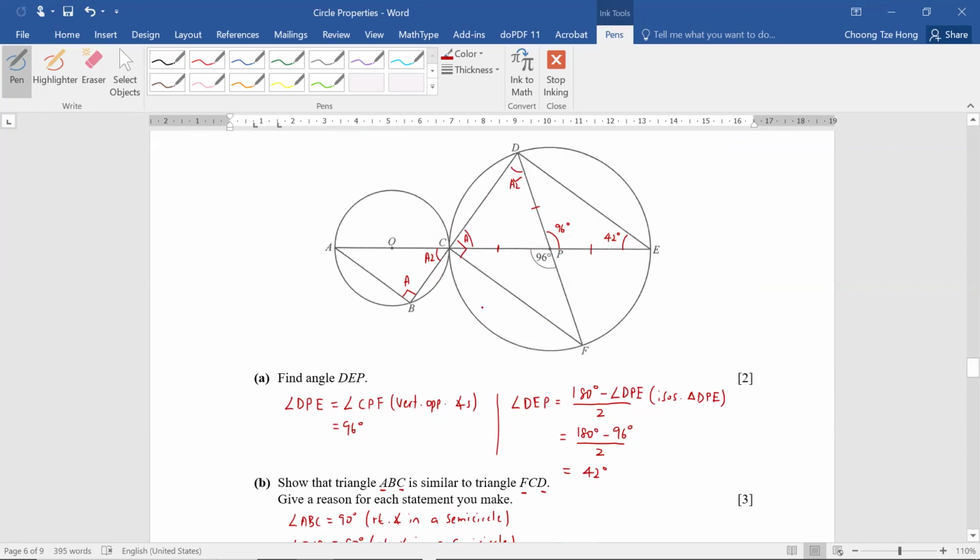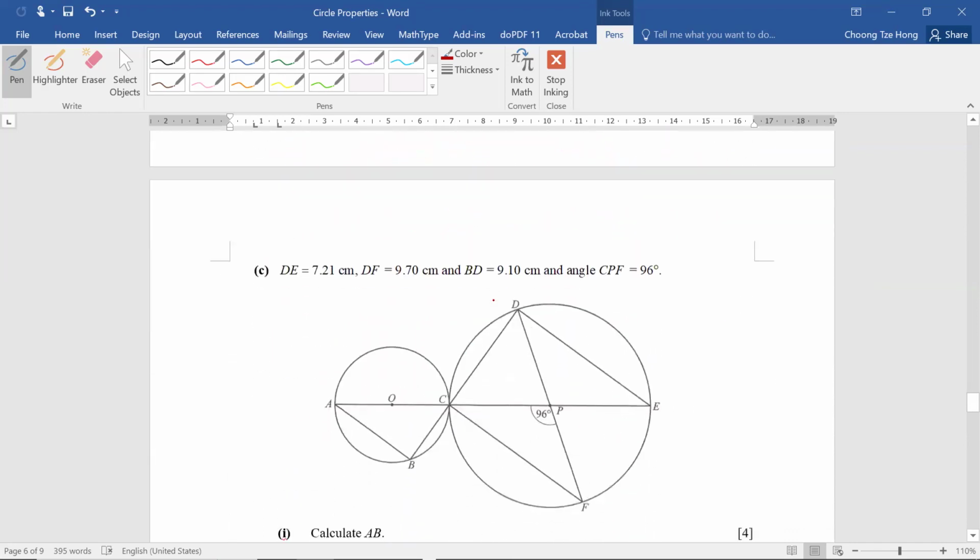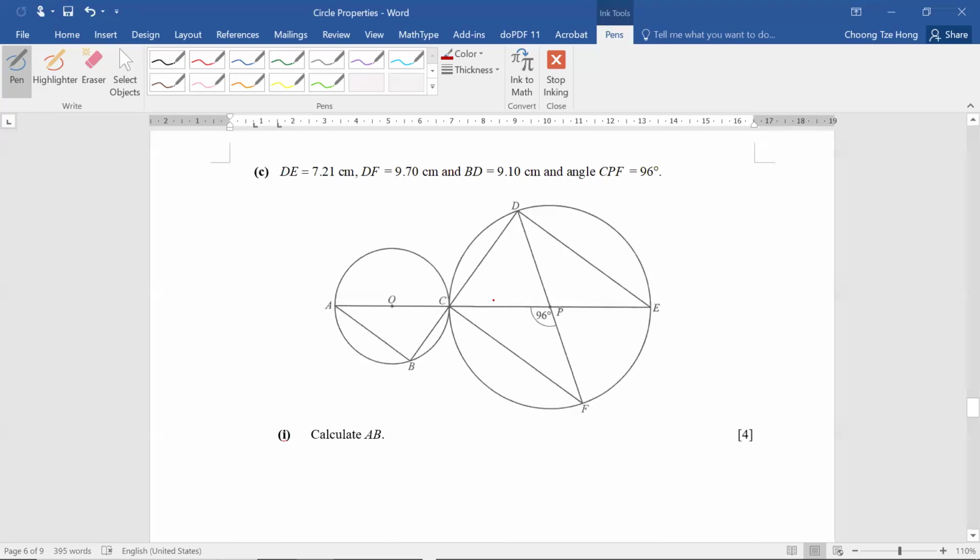Right. Okay, let's move on to part C. This question is actually not an easy question to solve. For part C, they start to give us some lengths. The first length that they give us is this DE over here, which is 7.21. Then DF is 9.70, the whole thing, the diameter. Then after that they give us BD.